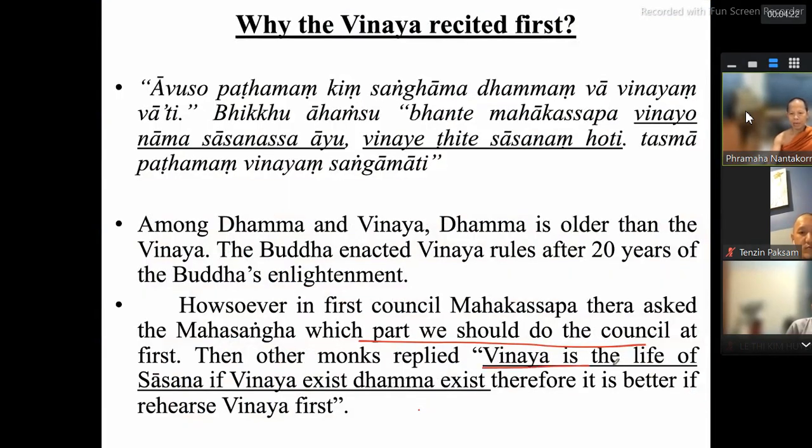Vinaya, see the underline, everyone, see the underlines. Vinaya is the lines of sasana. If Vinaya exists, Dhamma exists. Therefore, we should rehearse the Vinaya first.